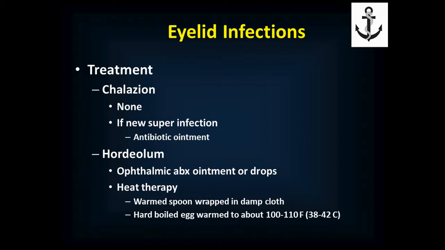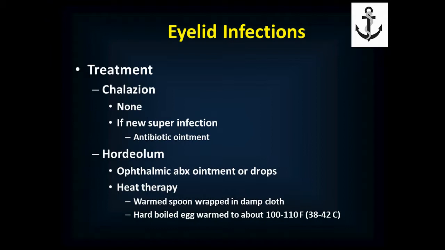These will almost all spontaneously drain within 7 days, but you can encourage them to do it sooner by putting heat therapy to that eye. And the two ways to do it is you warm a spoon and dip a cloth in warm water, small spoon, you lay it over the eye, it sits in the orbit.